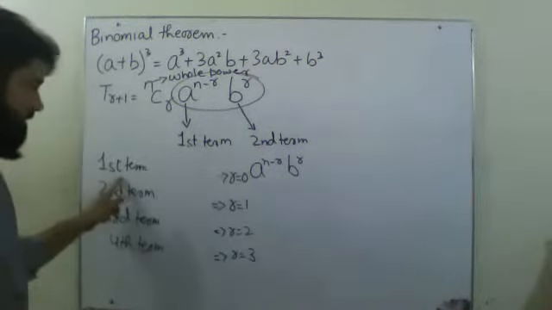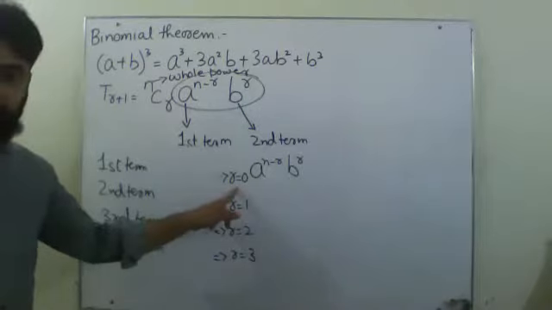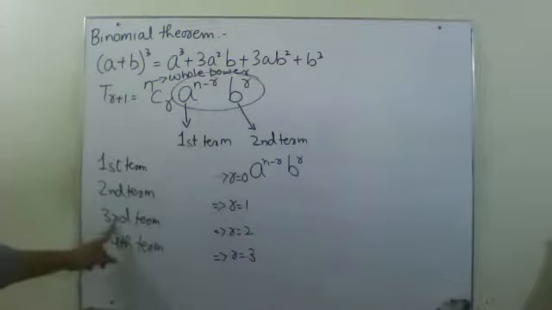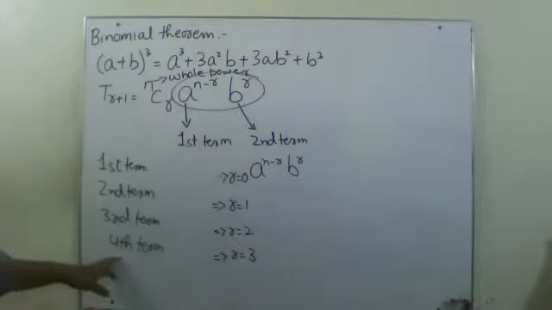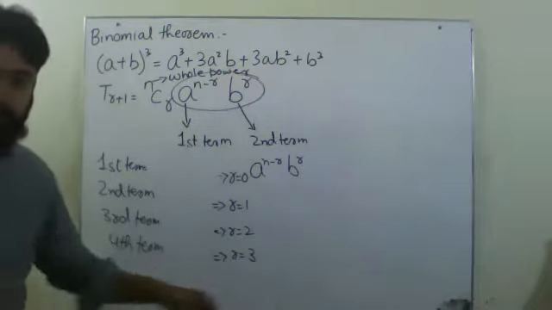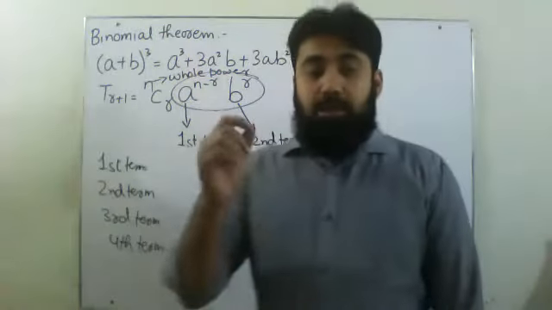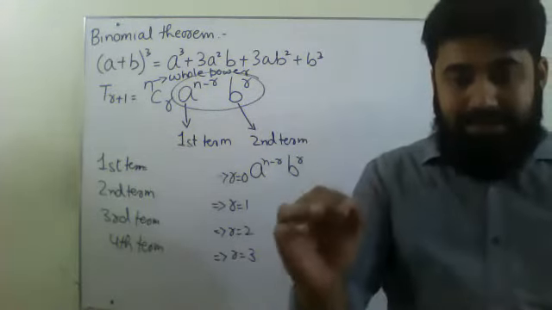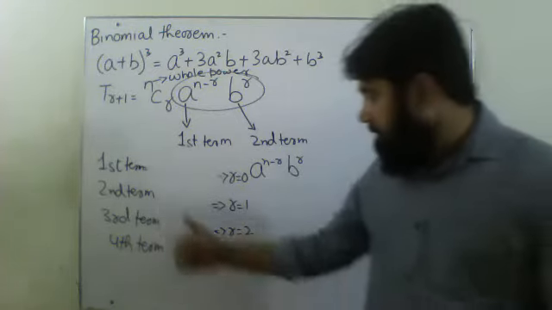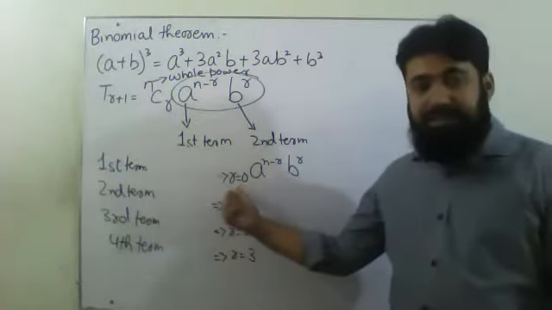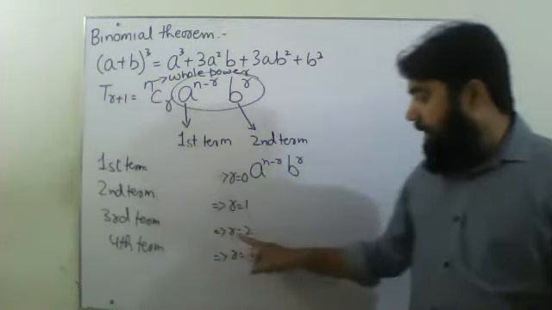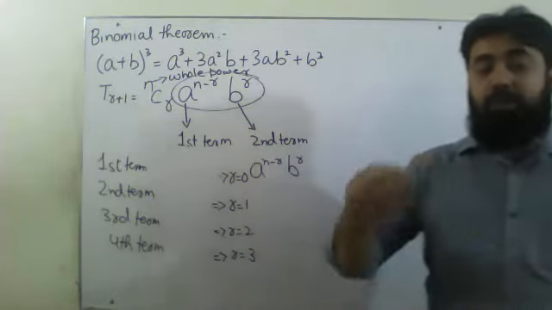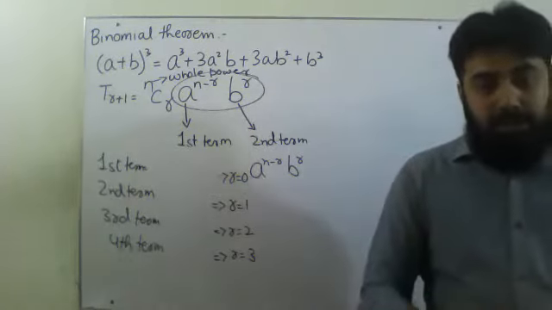First term, r will be 0. Second term, r will be 1. Third term, r will be 2. Fourth term, r will be 3. What does it mean? It means the value of r will always be one number lesser than the term number. If first term, r will be taken as 0. If third term, r will be 2. If I am talking about the fifth term, r will be 4. If I am talking about the seventh term, r will be 6.